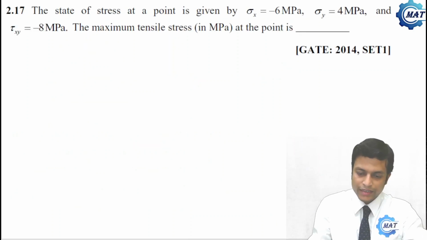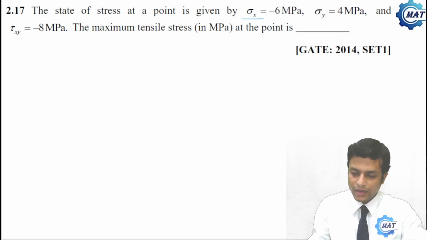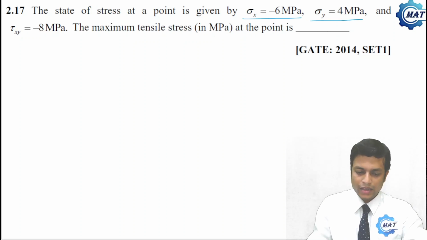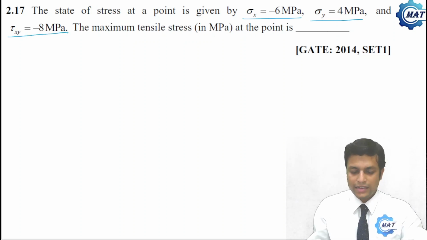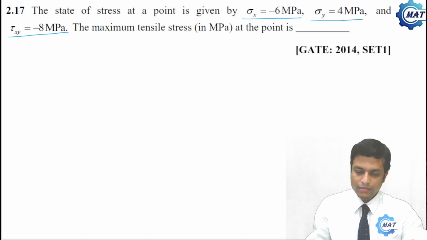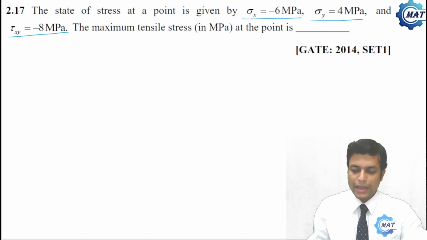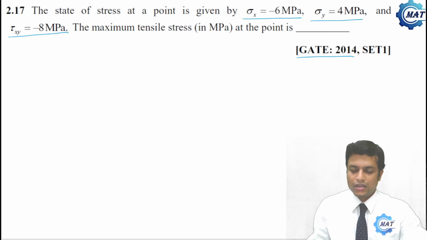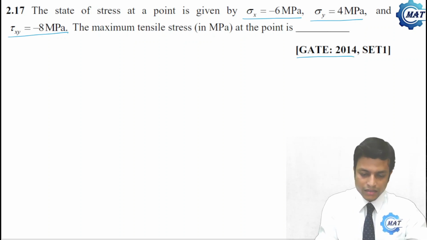The state of stress at a point is given by sigma x is minus 6 MPa, sigma y is 4 MPa, and tau xy is minus 8 MPa. The maximum tensile stress in MPa at the point, and this is from GATE 2014. We can calculate it easily by the expression of maximum tensile stress. But for your understanding, let me draw the Mohr circle diagram and the state of stress.